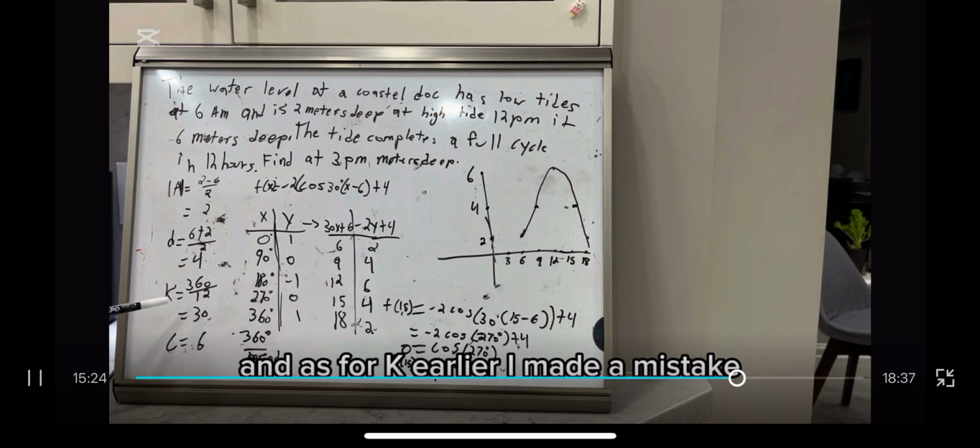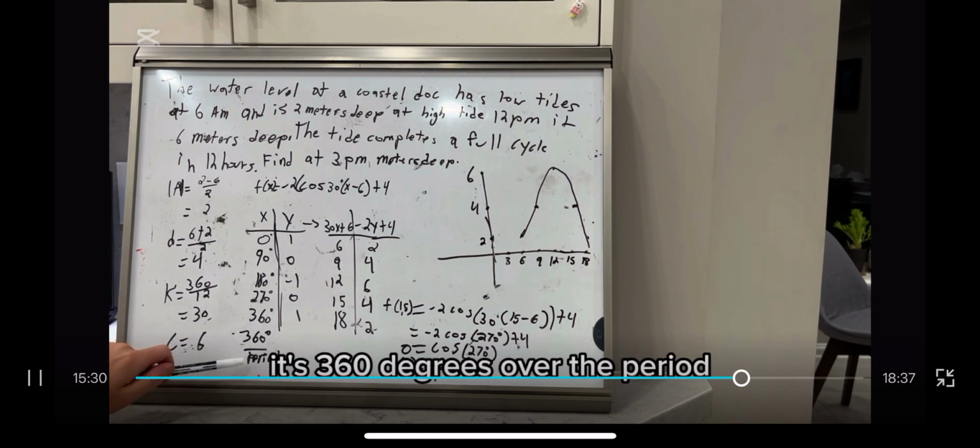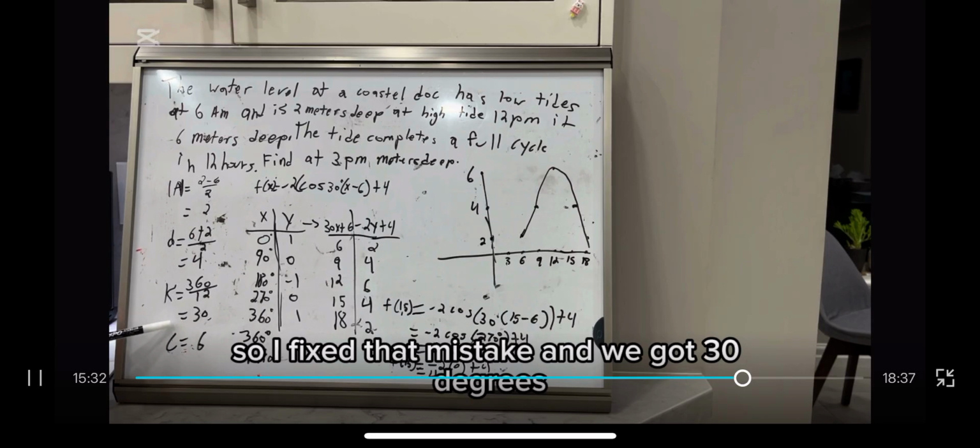And as for k, earlier I made a mistake. I said it was period over 360 degrees, but it's actually the other way around. It's 360 degrees over the period. So I fixed that mistake, and we got 30 degrees.